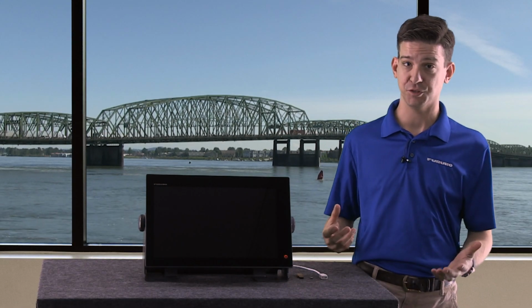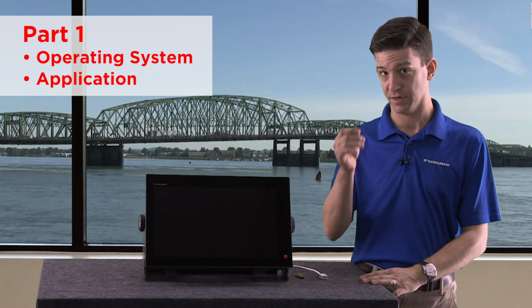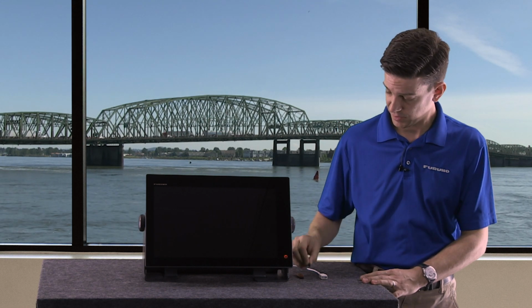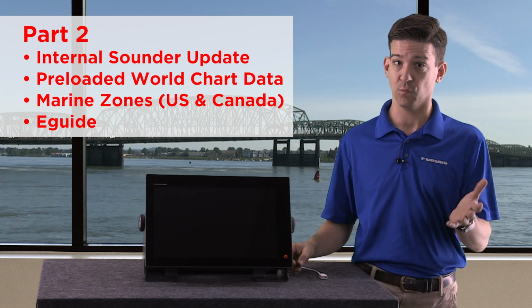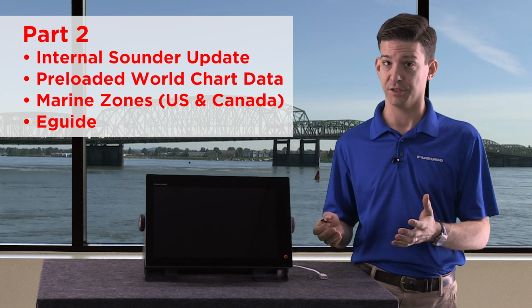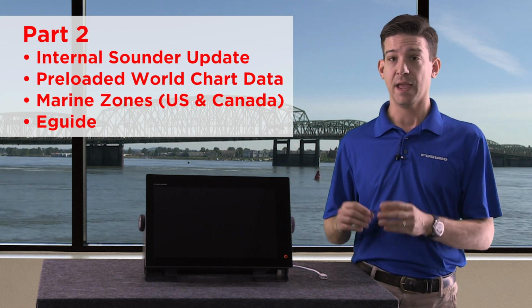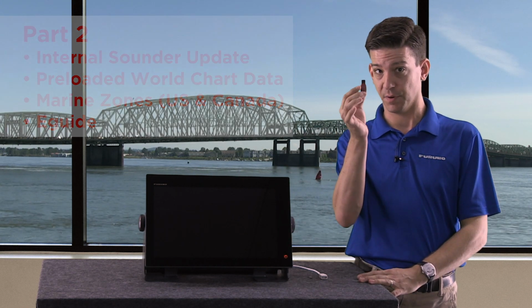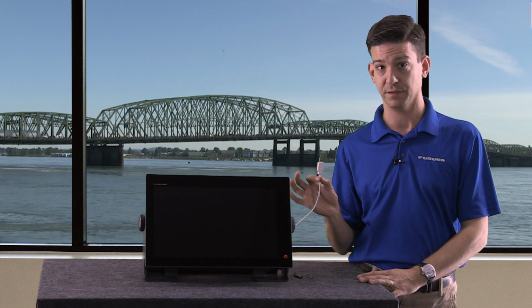Now this update comes in two parts. The first contains the operating system and the application and is loaded by micro SD card. The second part contains the internal sounder update, the preloaded world chart data, the new marine zones for the US and Canada for the Sirius XM satellite weather, and the new e-guides. This is done by USB jump drive plugged into the USB pigtail on the back of your machine.